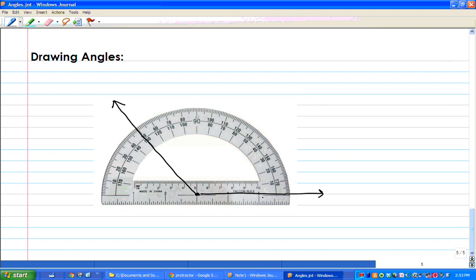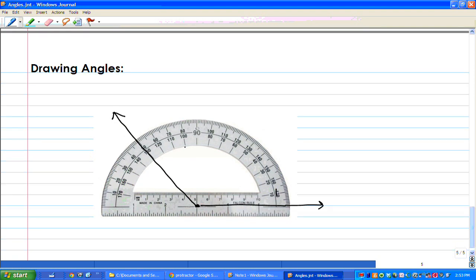Okay, and then I'm going to count using the inside scale because I always start at 0. I'm going to go all the way up to here, 120. It looks like 130 degrees. Wow, I got lucky. I did one right on. So this angle, if I call this angle 1, then the measure of angle 1 is 130 degrees.